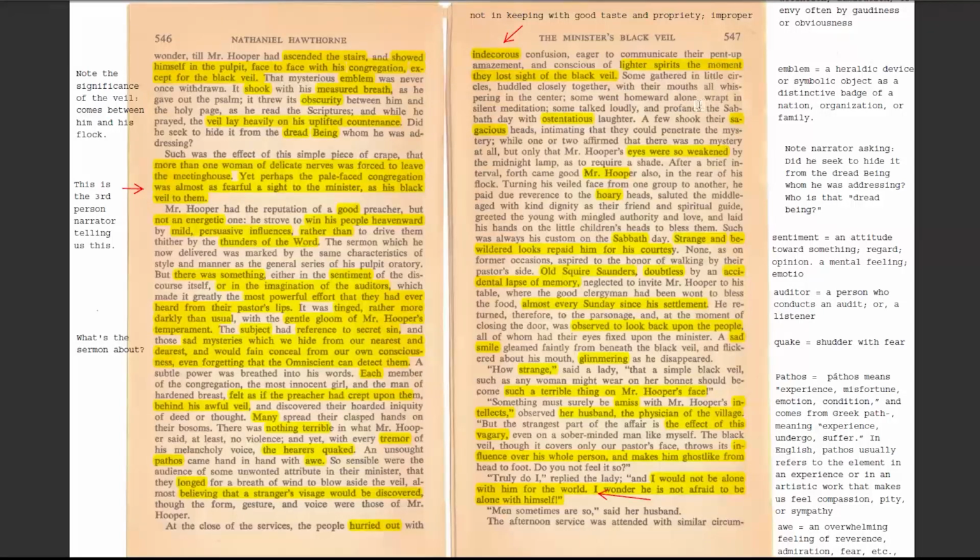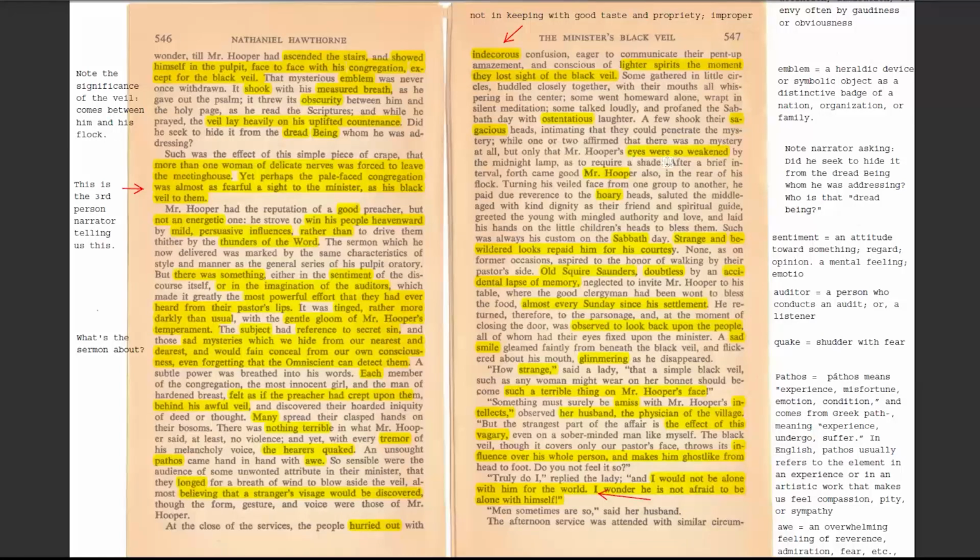Some went homeward, wrapped in silent meditation. Some talked loudly and profaned the Sabbath day with ostentatious laughter. Some were mocking him. A few shook their sagacious heads, intimating that they could penetrate the mystery, while one or two affirmed that there was no mystery at all, but Mr. Hooper's eyes were so weakened by the midnight lamp as to require shade.